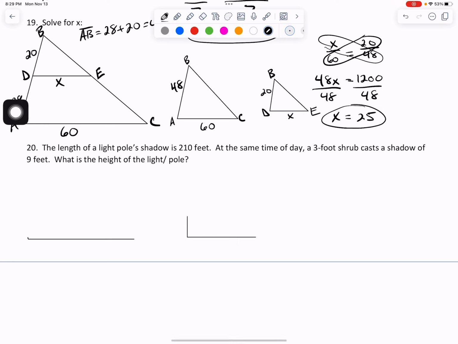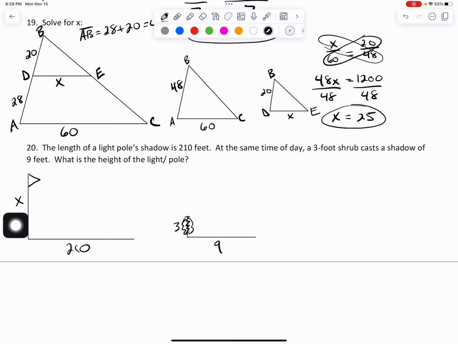Well, here's our light pole. And I'm just going to turn that light pole into a flagpole like I'm playing Mario Brothers. Now let's go plug in the information. Our shadow is 210 feet, so I'm going to put a 210 right here, representing our shadow. I'll put an X over here to represent the height because we don't know what that is. Now our little shrub right here is 3 feet tall, and it casts a 9-foot shadow. We have exactly what we need now to set up the proportions and solve.